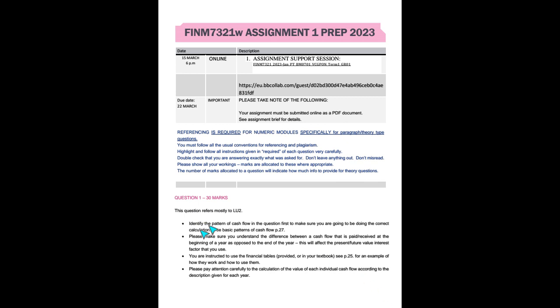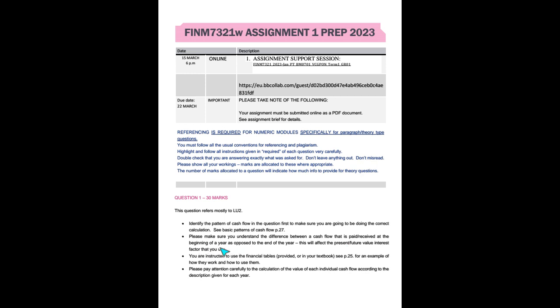So that's the very first thing that you must have a look at: identify the pattern of cash flow. Make sure you are going to be doing the correct calculation, page 27. Make sure you understand the difference between a cash flow that is either paid or received at the beginning of a year, in other words, on day 1 of a year, as opposed to a cash flow that takes place, whether it's in or out, on day 365 of a year, because this is going to affect the present or future value interest factor that you then use.